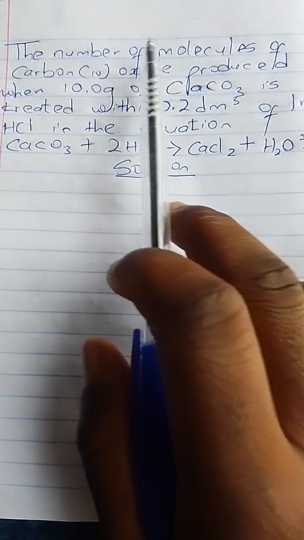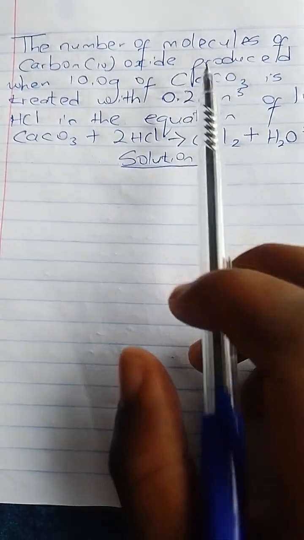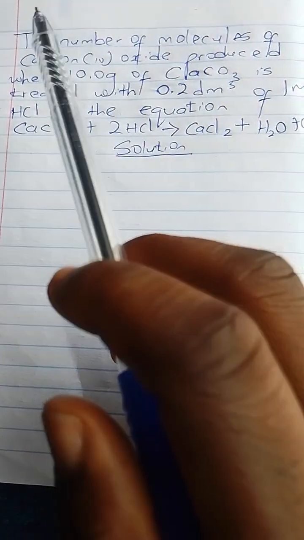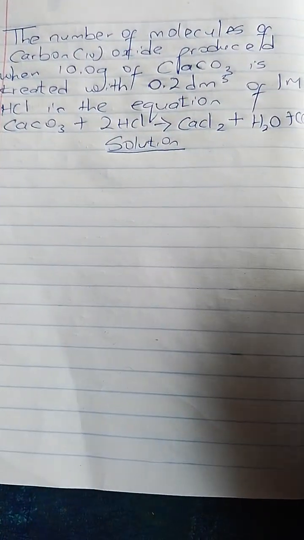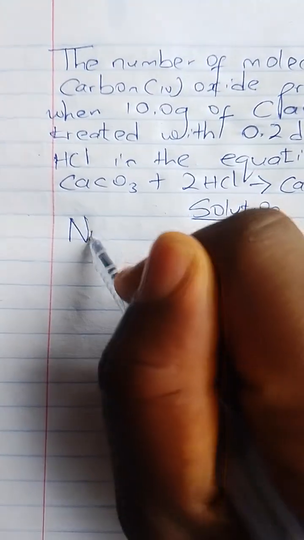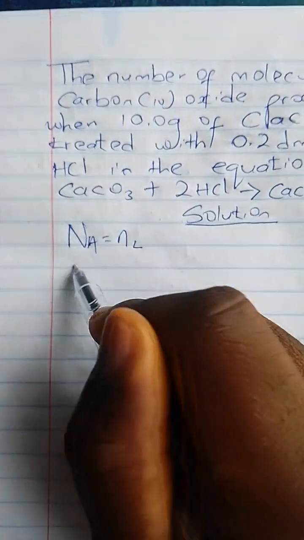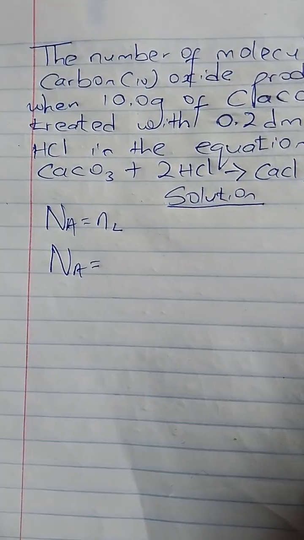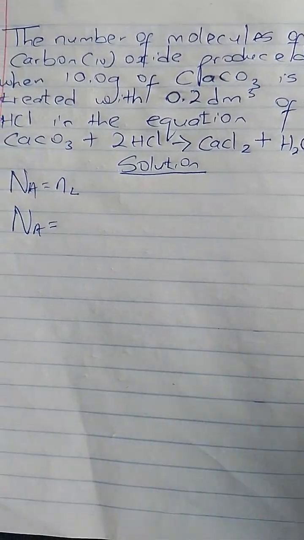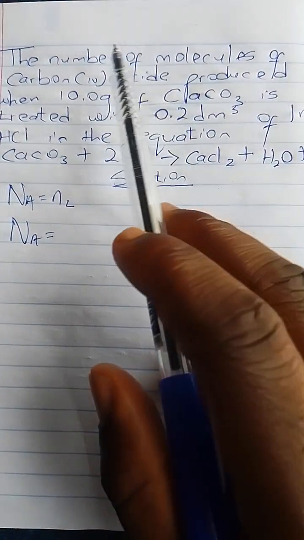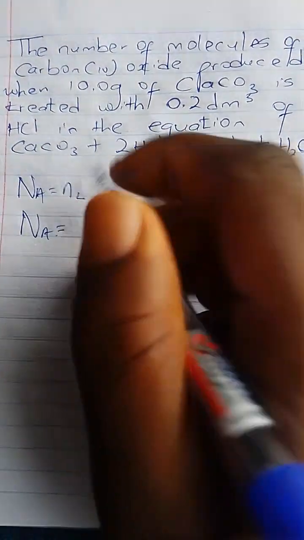Now back to the question: the number of molecules of carbon(IV) oxide. When you hear number of molecules, or a question where we are told to find the number of molecules, or number of atoms, or number of ions, or number of electrons, any of them, this formula comes to mind: Na = nL, where Na is the number of elementary particles. Like I said earlier, it could be the number of atoms, protons, or electrons, but in this case we are asked to find the number of molecules.